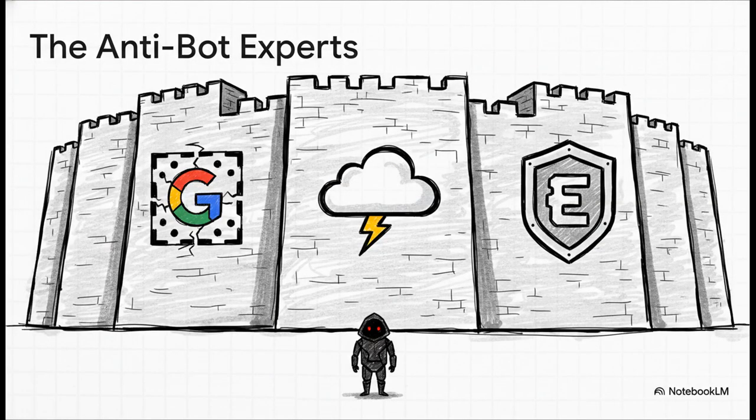And who are these unbeatable opponents? We're talking about the heavyweights. Google's reCAPTCHA, Cloudflare's bot protection, these enterprise-level services like PerimeterX, they're incredibly sophisticated. And of course, big social media platforms have entire teams of engineers whose only job is to detect and block automation. Your stealthy little script often doesn't stand a chance.